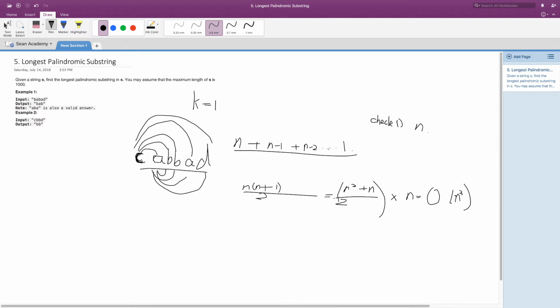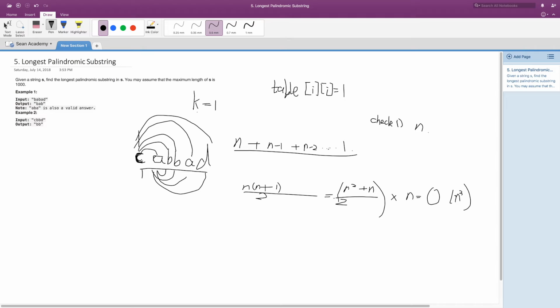Let's define a table. Let's say table is a two-dimensional table. So table[i][i] we let it be 1. That means table[i][i] equals 1, that is a palindrome, meaning from i to i is a palindrome.